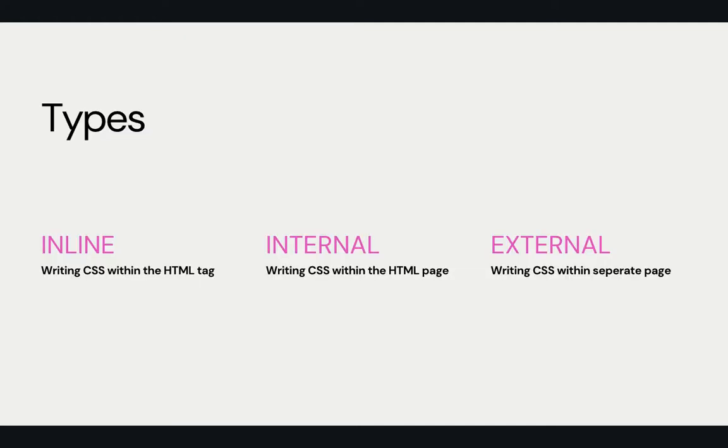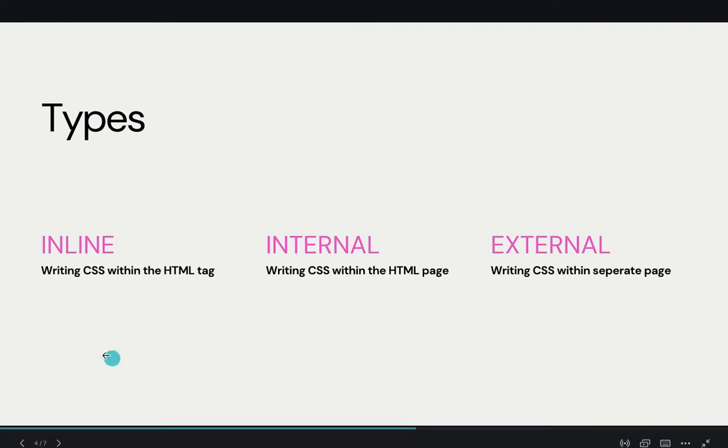Now, there are three types of CSS, meaning there are three ways to write your CSS for your HTML pages. Each one has its advantages and some have disadvantages as well, and there must be something which can be commonly used for all web application development.